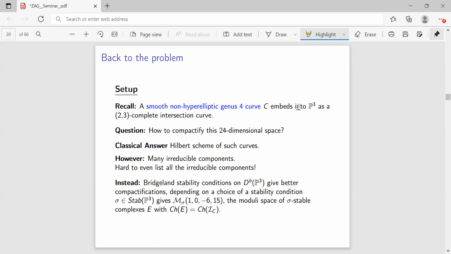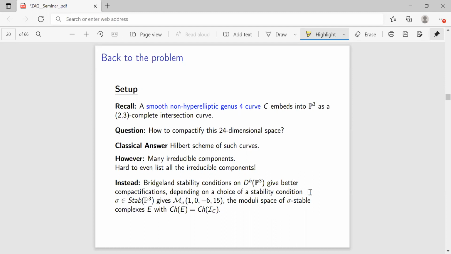Because these curves are embedded in P3, one could think of the Hilbert scheme of such curves. But the problem here is that the Hilbert scheme in this case is very complicated, and so instead of that, we look at Bridgeland stability conditions on the derived category.